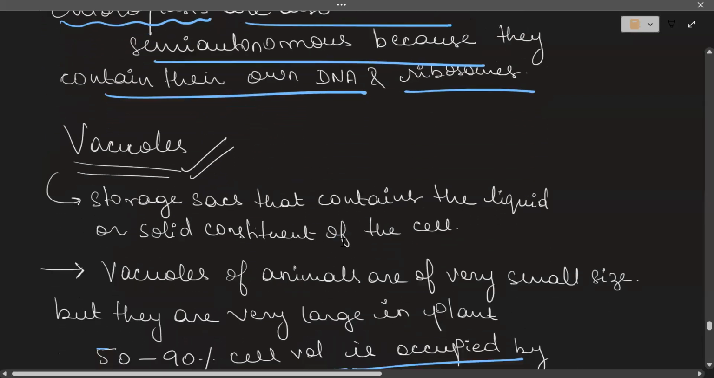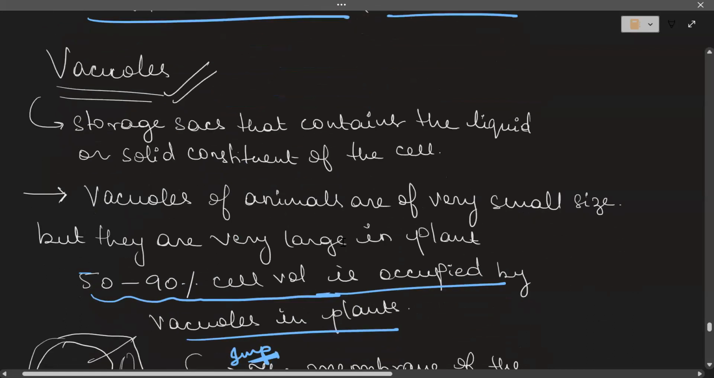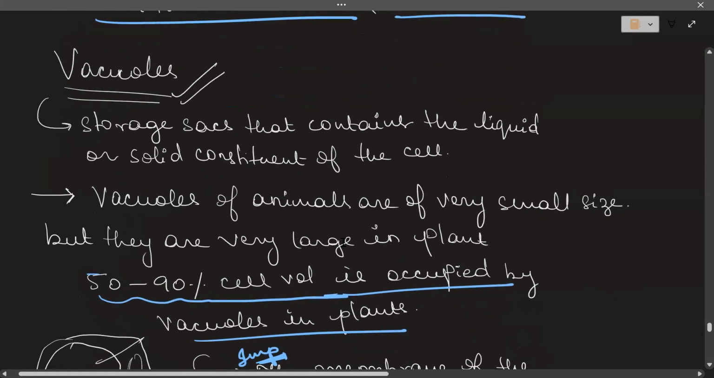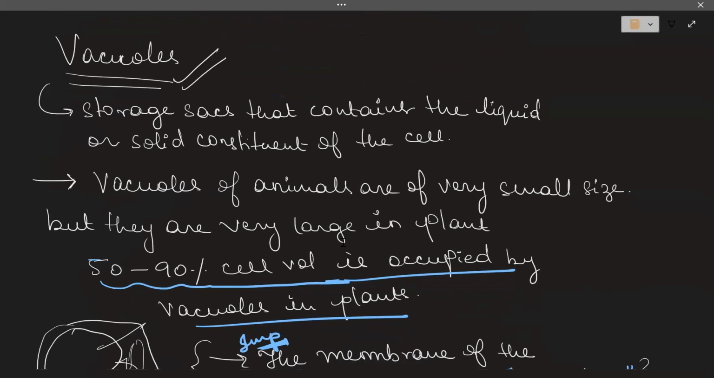So they are known as semi-autonomous. Now moving on to vacuoles. What vacuoles do is storage. What is a vacuole? It is a storage sac which contains liquid, and the solid constituents of the cell. The solid part and the liquid part of the cell are present in the vacuole.